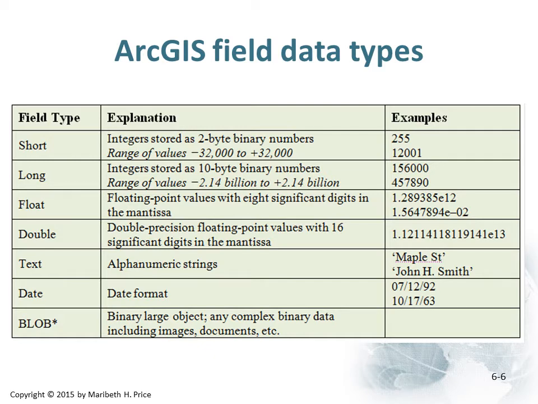Floating point basically follows a scientific notation format where you have a mantissa, which is the first part of the scientific notation, followed by your exponent and the power. In a floating point, you have 8 significant digits. If you need more precision, you go to double, which allows you 16 significant digits. And then of course text is text. But just remember, you can't do calculations on text.